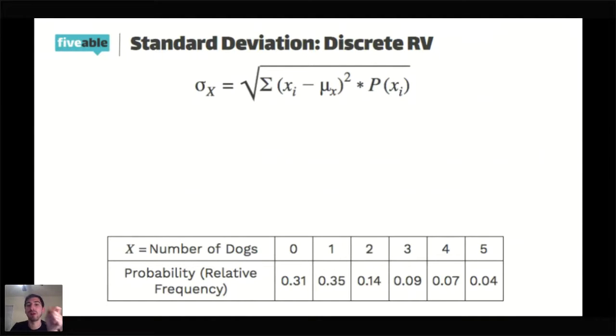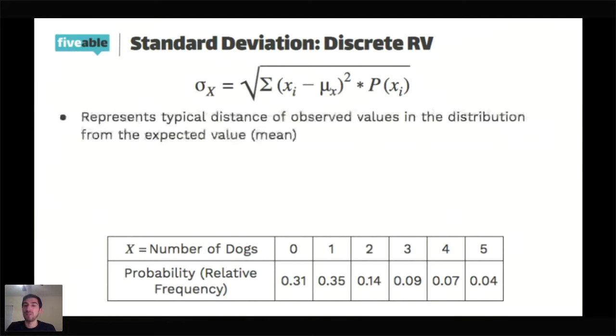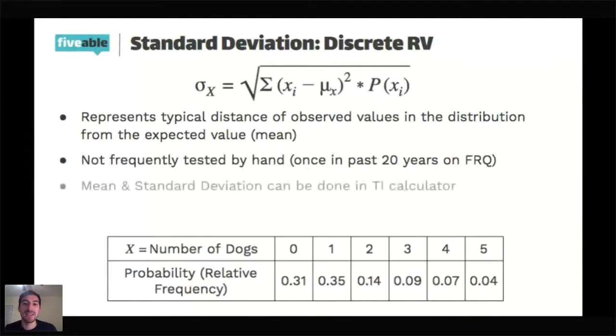So I would do like 0 minus 1.38 squared times 0.31. Then 1 minus 1.38 squared times 0.35. Then 2 minus 1.38 squared times 0.14. Add all those multiplication results up, and then take the square root because standard deviation is the square root of variance. What it represents is the typical distance away from the expected value in the distribution. It's really not tested very much by hand, but I have seen it asked about, and so it's important that you know some like shortcuts you can do to get it.